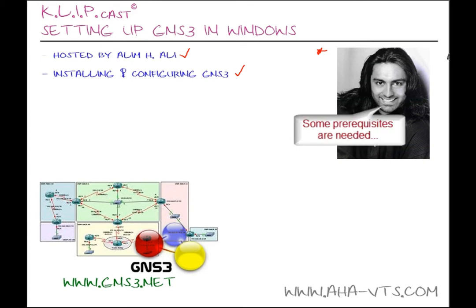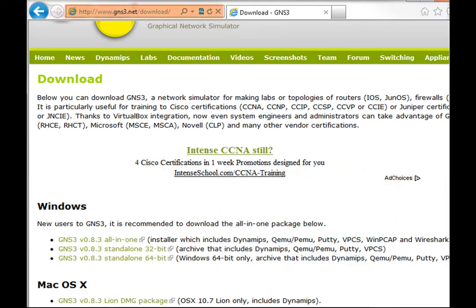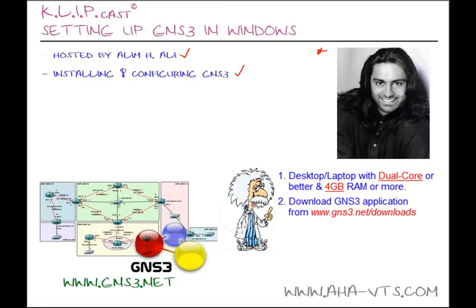But before we do that, there are a few prerequisites that are needed. First, obtain a desktop or laptop computer, preferably with a dual-core processor and a minimum of 4 GB of RAM. Next, download GNS3 from www.gns3.net/downloads. And as you can see, there are several choices to choose from, but the all-in-one package for Windows is the most preferred. And last, obtain Cisco IOSs for the various platforms that are available within GNS3 and have them locally available on your machine.